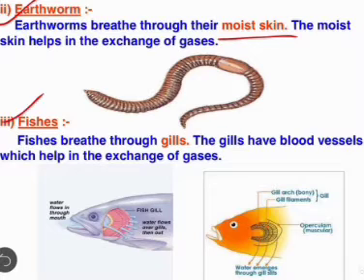Now come to the next animal, which is fishes or underwater animals. Breathing in underwater animals or fishes. Animals that live underwater have special respiratory organs known as gills. They are comb-like structures present on the skin of these animals. Gills allow the exchange of oxygen and carbon dioxide between animal and water easily.